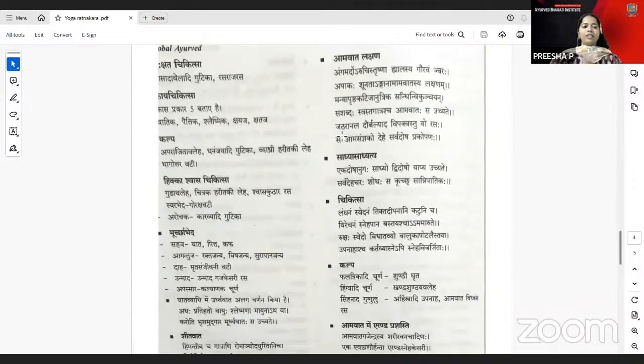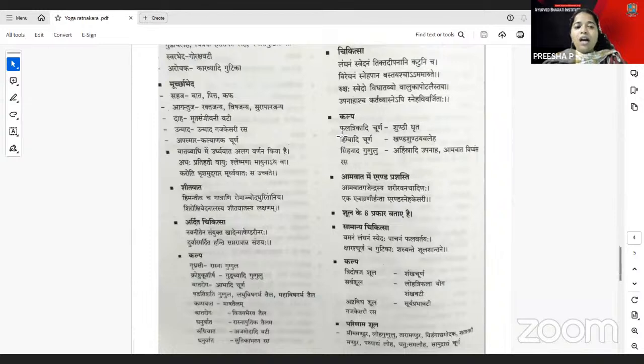You have the Urakshara Chikitsa, then Hikka Shwasa Chikitsa. There is Kasa, five types which are mentioned, like Aparajita Leha, Dhananjaya Guttika. Maybe very little is written regarding the Dhananjaya Guttika, and the Vyaghri Haritaki Leha with the Bhagavata Vatita. The Hikka Shwasa Chikitsa is there. There is Gudavaleha, Chitraka Haritaki Leha, and the Shwasa Guda Rasa with Swarabheda, that is the Gorakshavati.